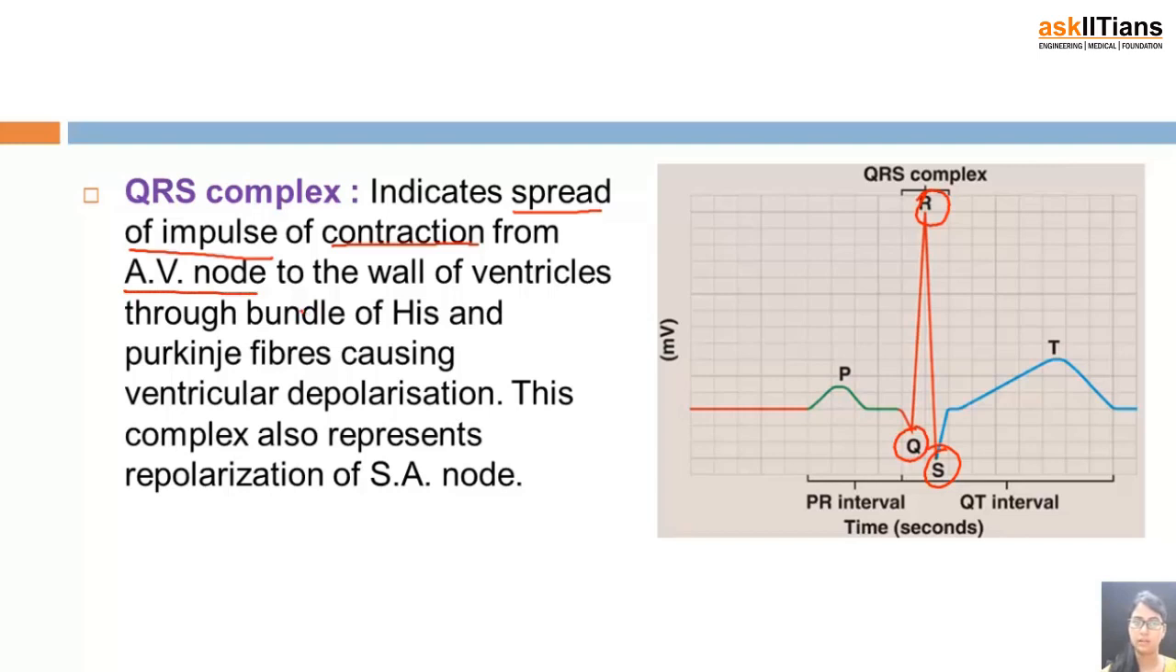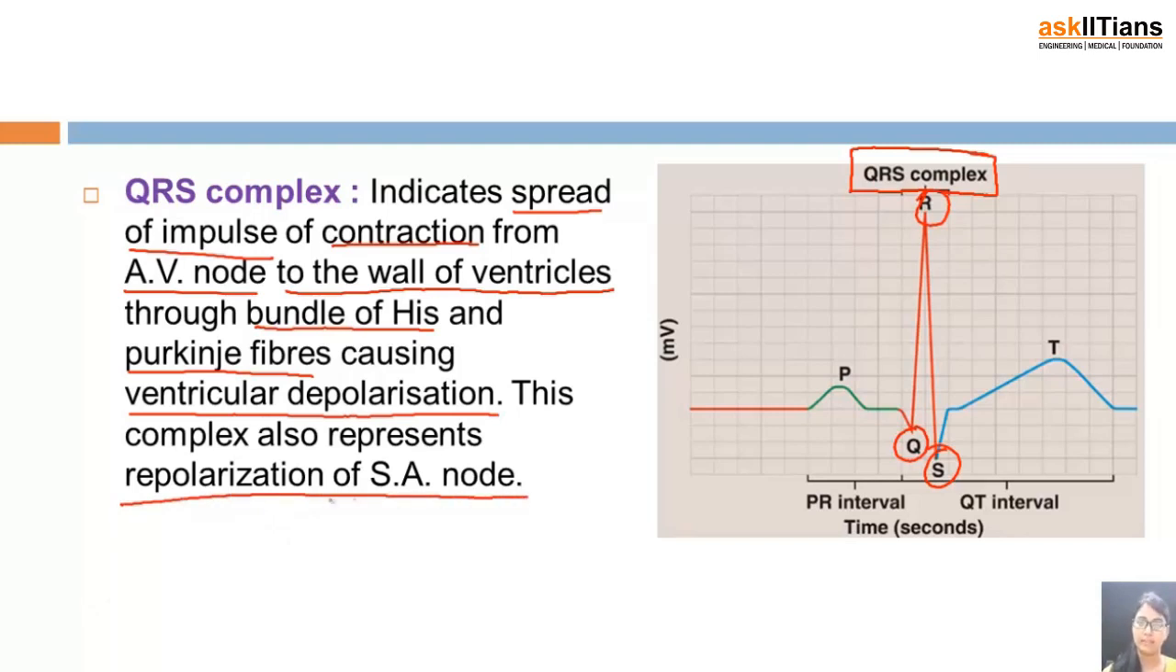So, this impulse of contraction is spreading from the AV node to where? To the walls of the ventricles. Through which? Through the bundle of His and Purkinje fibers. And it is causing what? Causing ventricular depolarization. So, this QRS complex also represents repolarization of the SA node. So, just note it is repolarization.